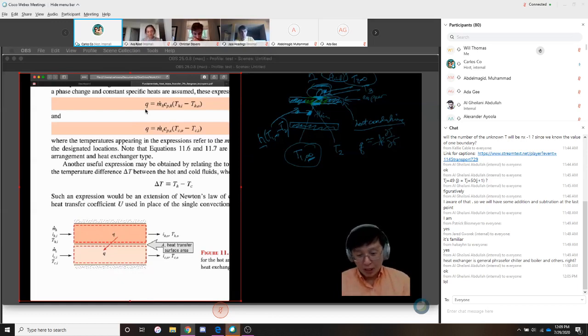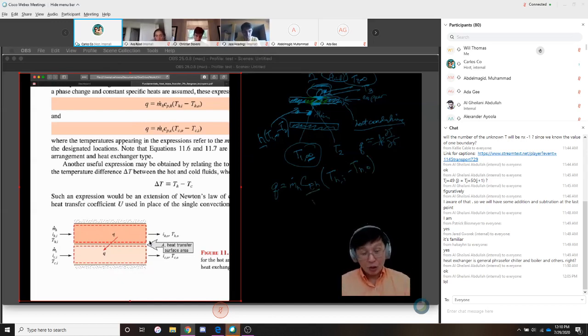Let's just make sure. So Q, as they have written there, is equal to m dot, either hot or cold, and then you've got the heat capacity per unit mass of the hot or cold stream. So in this case, let's stick with the hot stream. Next you have T_h,i minus T_h,o. The i and the o obviously stand for inlet and outlet. So you're going to have the temperature of the hot stream at the inlet minus the temperature of the hot stream at the outlet. So the change in temperature of the hot stream multiplied by its heat capacity.